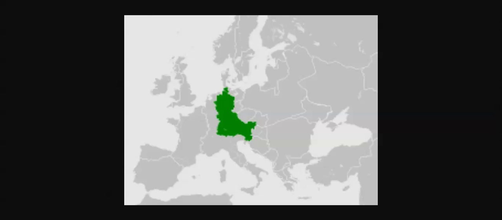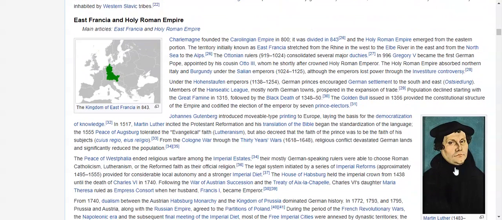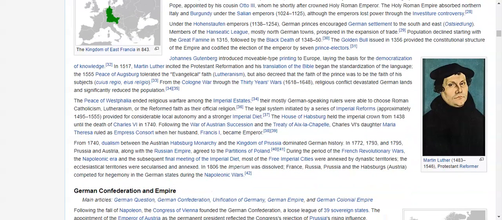Okay, so as we can see here, this is the map of East Francia just after the split in 843. As you can see, this is West Francia, which will become France, East Francia, which will become the Holy Roman Empire, and Central Francia, which would get eaten up by both of them. This person, which I mistakenly thought was Christopher Columbus, but Christopher Columbus is not close to German, is actually Martin Luther, 1483 to 1546, Protestant reformer.